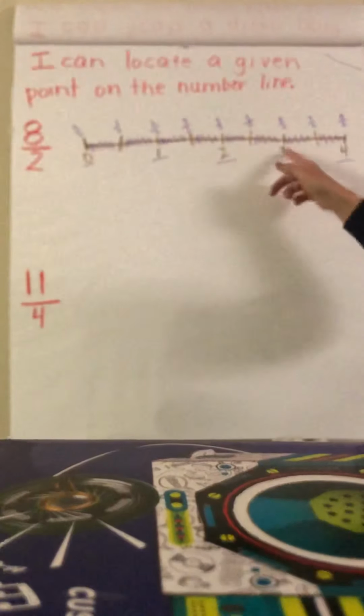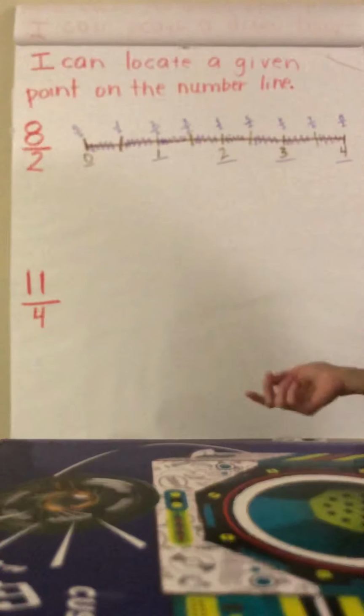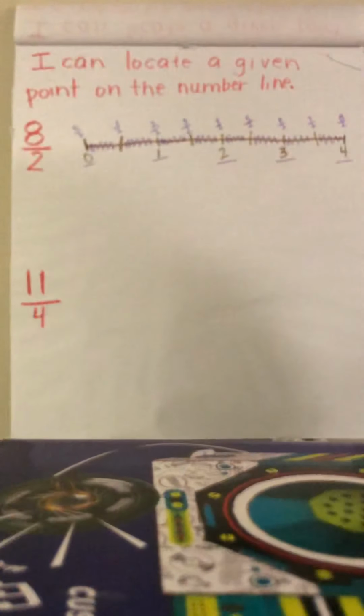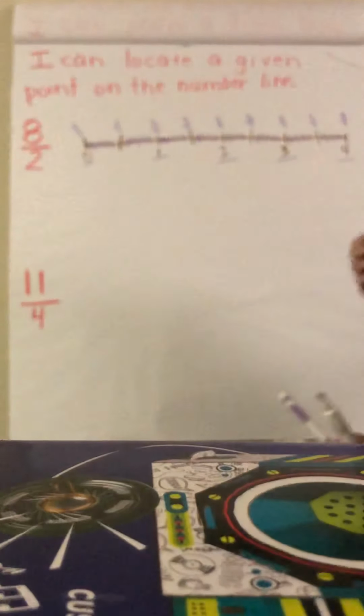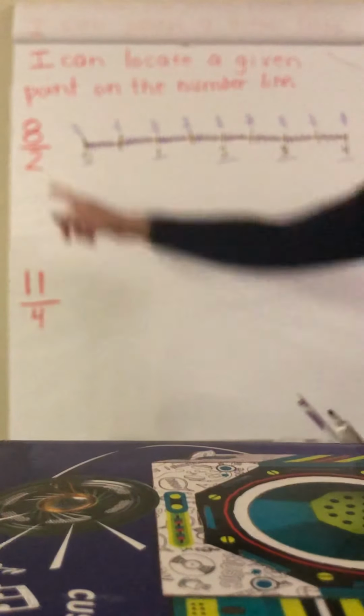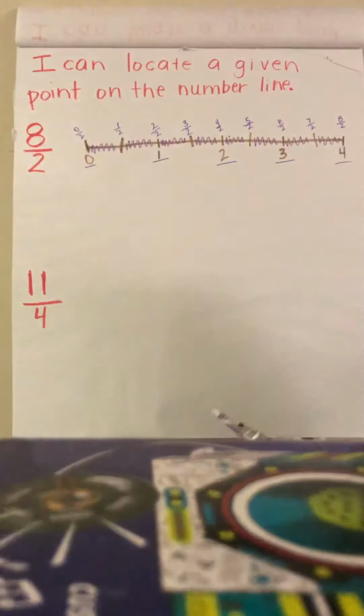How come I didn't stop at 3? How come I didn't go on to 5? Well, I knew that because I can use multiplication and division to help me figure out where this fraction is going to fall on the number line.